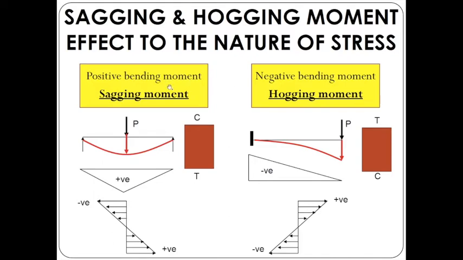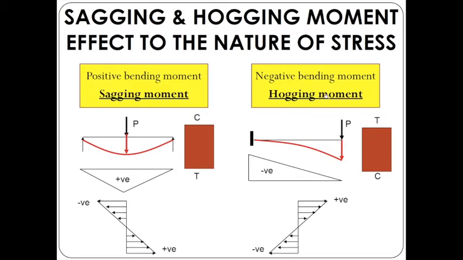Then we move on to the sagging and hogging moment effect on the nature of stress, right? We can see here, if we have a positive bending moment, this beam will bend downwards. With positive bending moment, we are going to have the deformation of this beam acting in this direction, with the tension zone happening at the bottom and the compression zone happening on top, right? So we can draw the stress block for this particular beam, which gives us a negative value of stress on top and a positive bending stress value at the bottom.